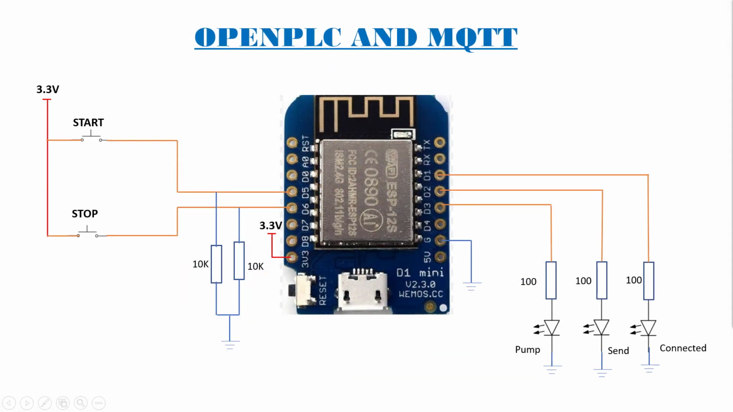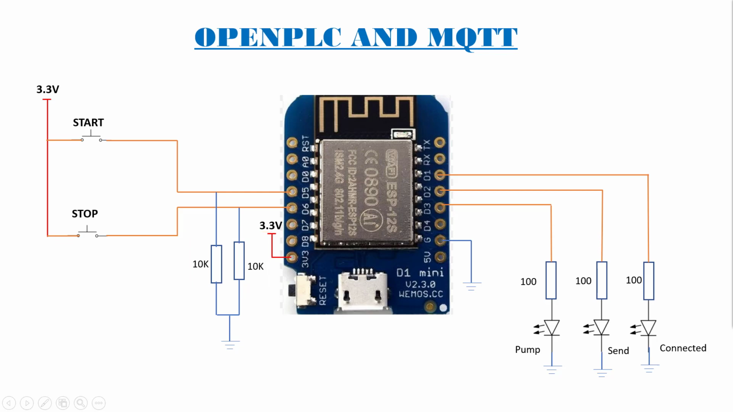Right, we have our circuitry on our right. We have the three LEDs: the pump, to demonstrate the pump coming on; the send, which comes on and off whenever we send an MQTT message; and then the connection, which always comes on whenever we have a successful connection with the MQTT broker. We have the start stop push button to start and stop the pump, and then we have the pull down resistors to pull down the input pins.